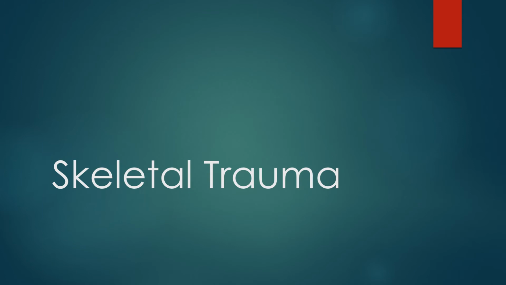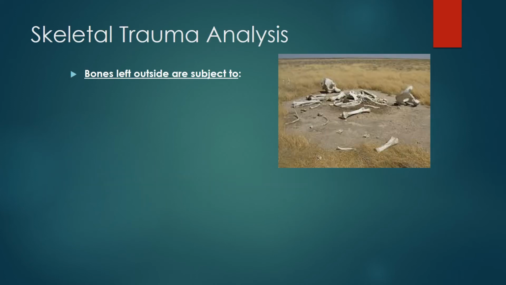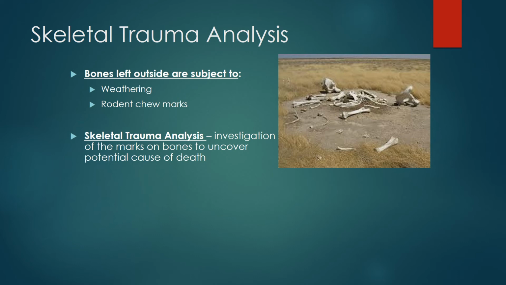Skeletal trauma is also something that we can identify on a skeleton. If there's trauma to the skeleton, either antemortem or postmortem, we can identify that. So, if there's bones left outside, they're subject to weathering, rodents chewing on them. So we have skeletal trauma analysis, and it's basically taking a look at the marks on the bones to determine whether those were a cause of death or something that was received post-mortem.